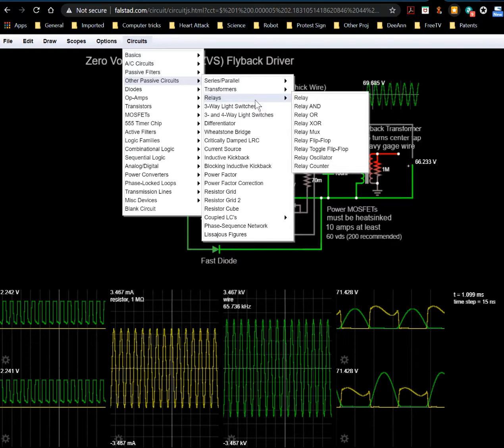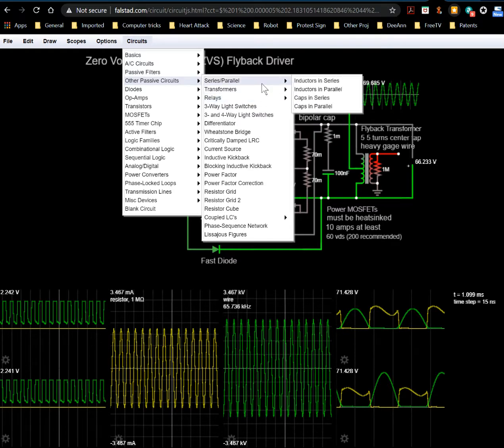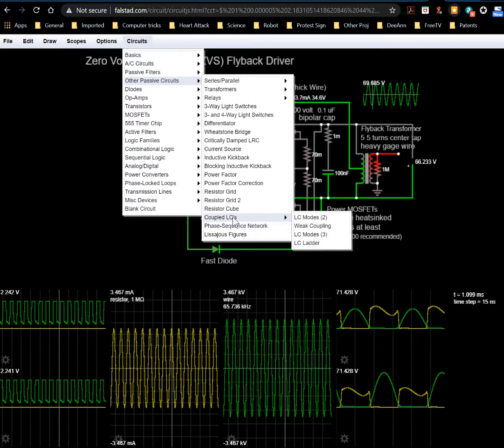Other passive, series parallel. Now, I think there is something like that here. I just can't see it right offhand. But at any rate, what you would see if you had these connected in parallel, you would see it.